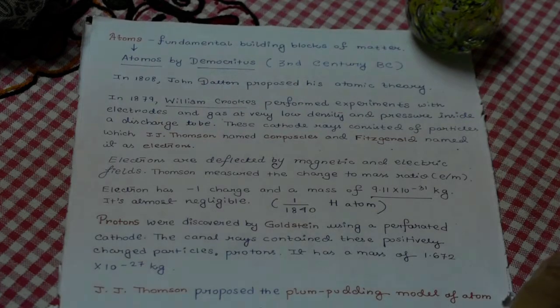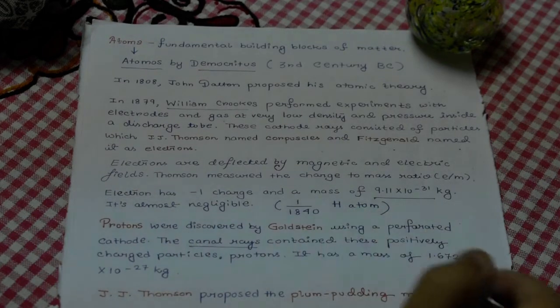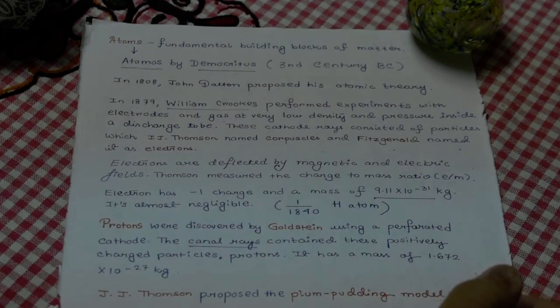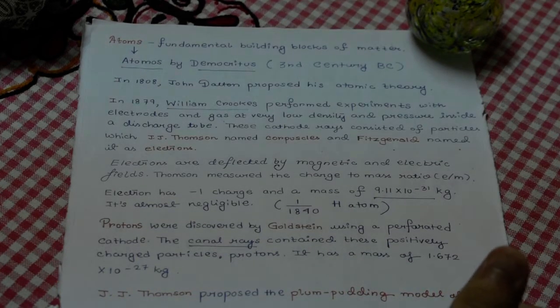These were named by him as the canal rays, and they were found to be deflected by an electric field in the direction opposite to that of the cathode rays. So he came to the conclusion, Goldstein said, that protons or these positively charged particles make up the canal rays.